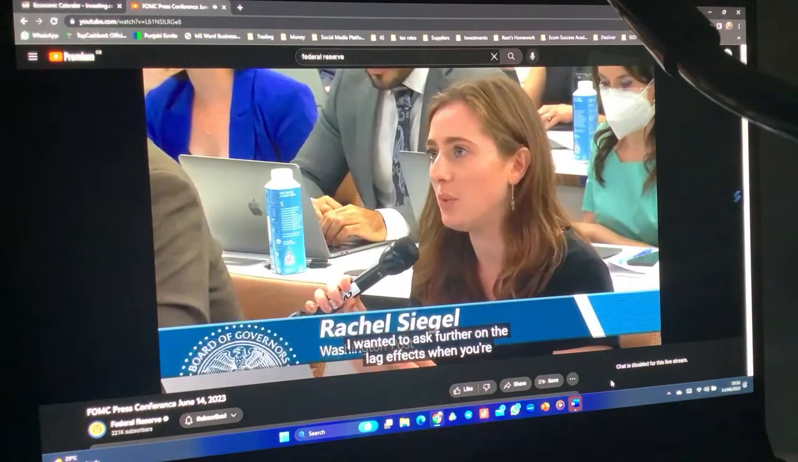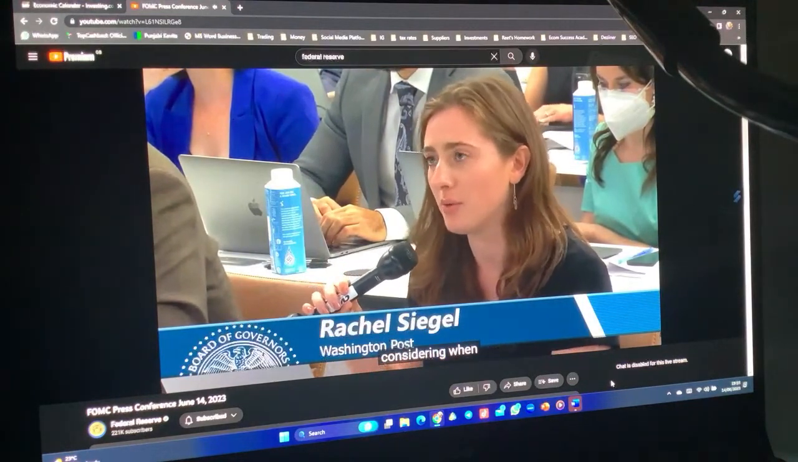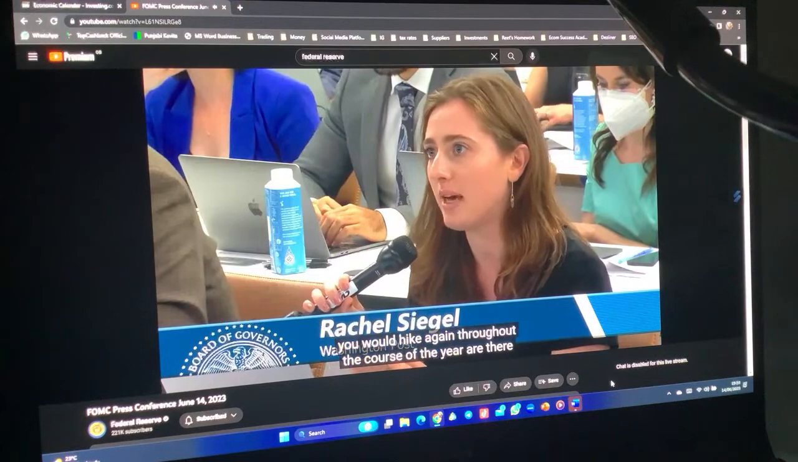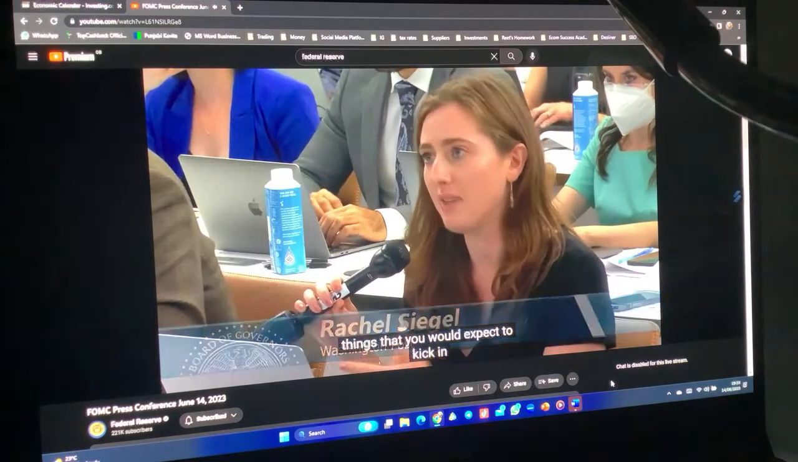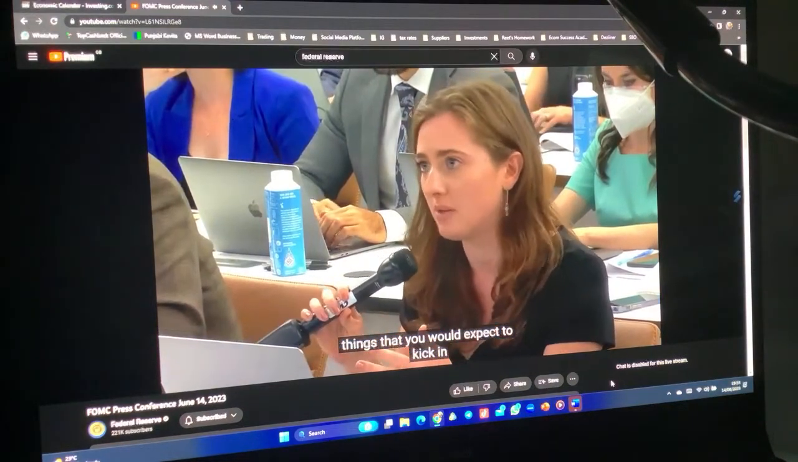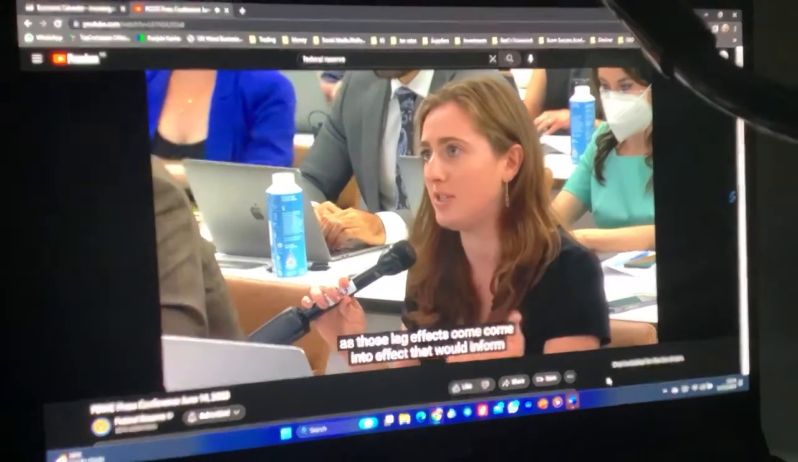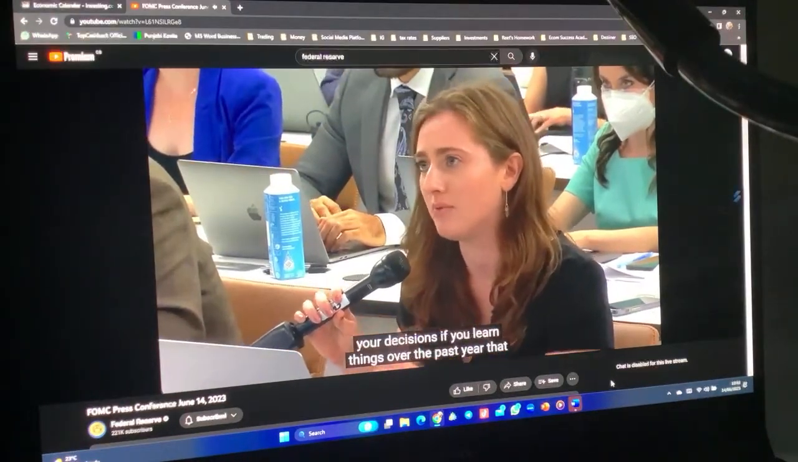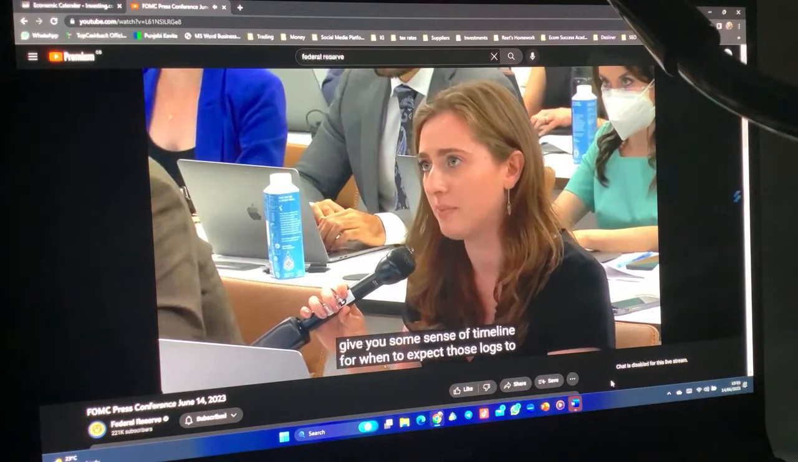Just considering when to go to sleep. Would hike again. Throughout the course of the year, in New Zealand, things that you would expect to kick in as these lagged profit effects come into effect. That would inform your hit decisions. Have you learned over the past year that gives you some sense of timeline for when to expect those lags to come into effect? So we're keeping it there.